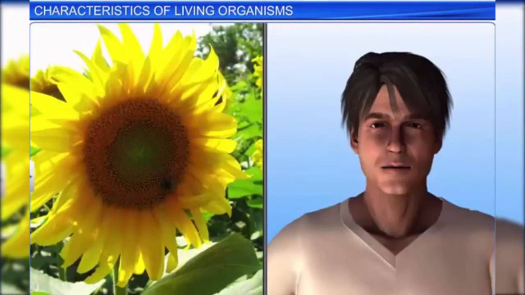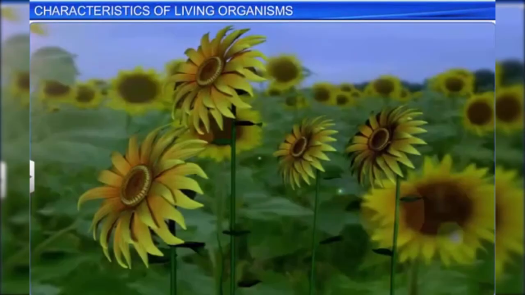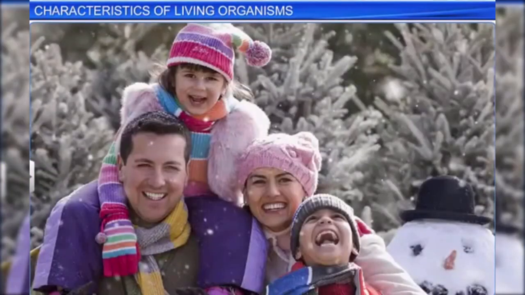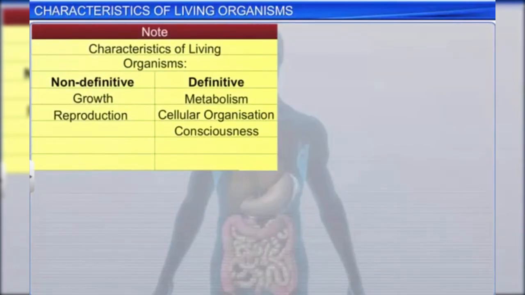Consciousness is another feature associated with living organisms. We know that all living organisms sense and respond to environmental stimuli such as light, water, and temperature. For instance, a sunflower always faces the sun. Humans too respond to environmental stimuli and are aware of their surroundings and themselves. For instance, in winters, they wear woolens to keep their bodies warm. Non-living objects don't respond to external stimuli. Consciousness is therefore another definitive characteristic of a living being.